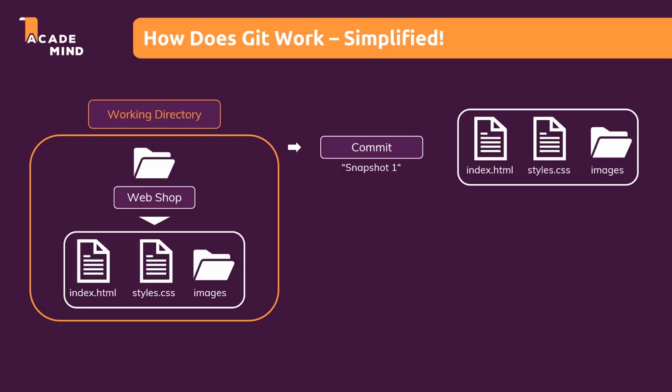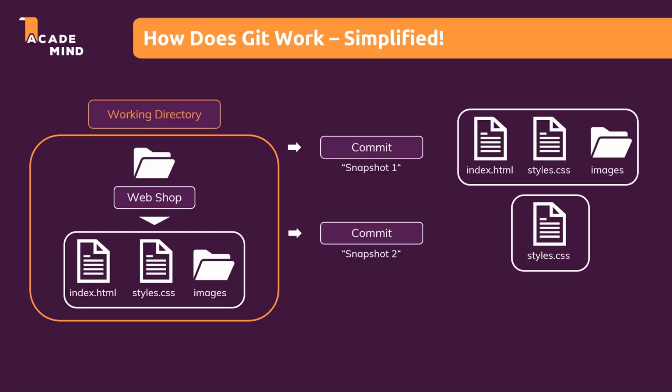Let's say we don't work on the index.html file or on the images folder. We just work on the style.css file, for example. And then we say, now the style progressed, let's save another version of our project. This means we will create another commit, our second snapshot. And now Git will only save the changes made to the style.css file. That's very important to keep in mind.